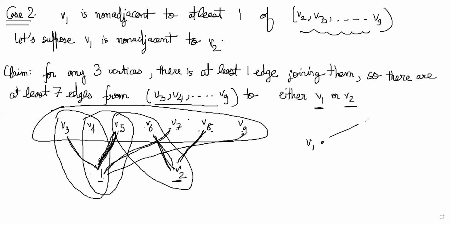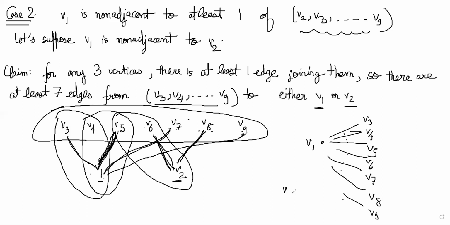V1 is connected to all of them, V3, V4, V5, V6, V7, V8, V9, right? 1, 2, 3, 4, 5, 6, 7. And V2 is isolated here, right? This is also possible. V1 is connected to all of them and V2 is isolated. But for our purposes, we'll take the more general case.